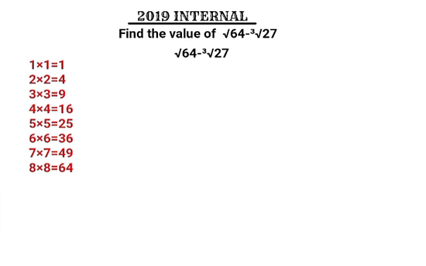So the square root of 64 is 8. A number that you can multiply by itself in order to get another number, that number is called a square root.